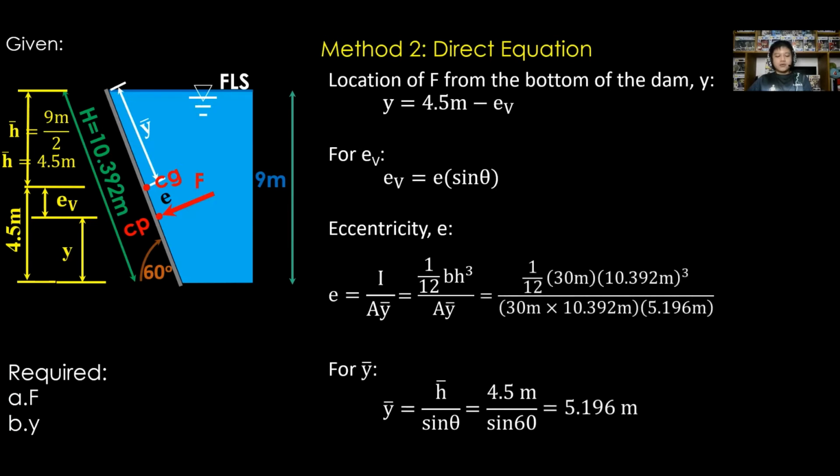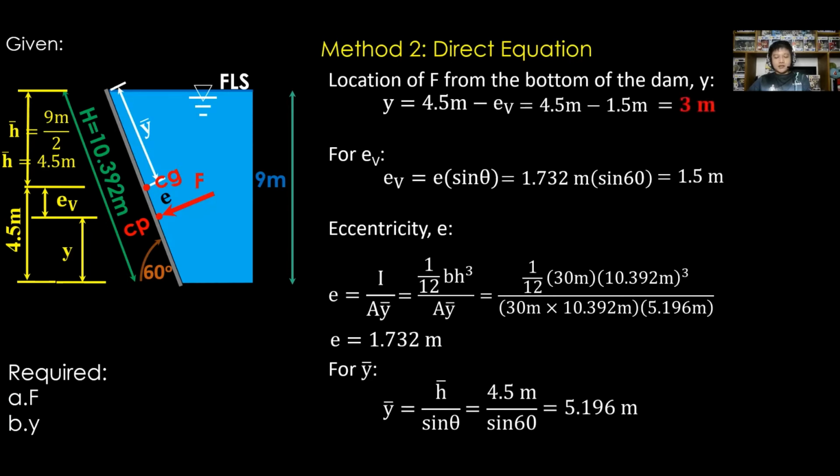Substitute in the equation of E. The value of E, therefore, is 1.732, and in the equation of E sub V, with theta as 60 degrees, E sub V is equal to 1.5 meters. And for Y, we have 4.5 meters minus 1.5 meters, the E sub V value. Therefore, Y is equal to 3 meters above the bottom of the dam.